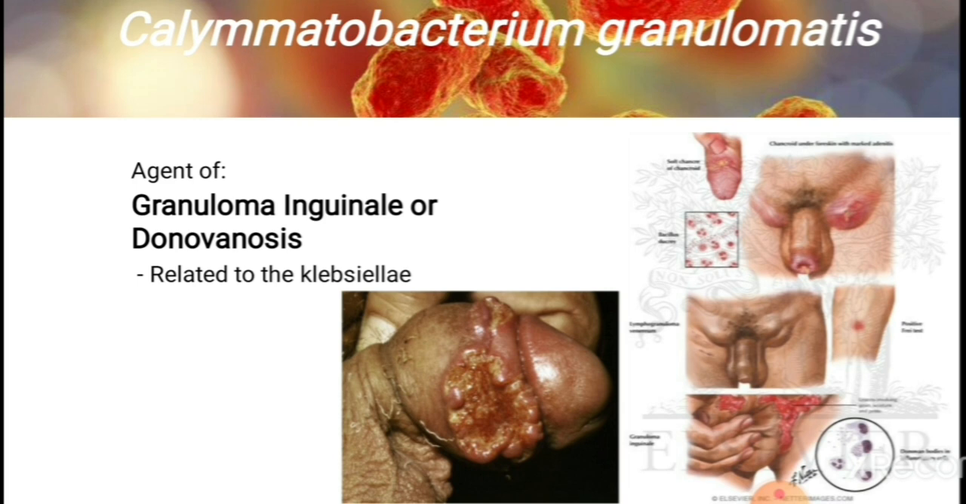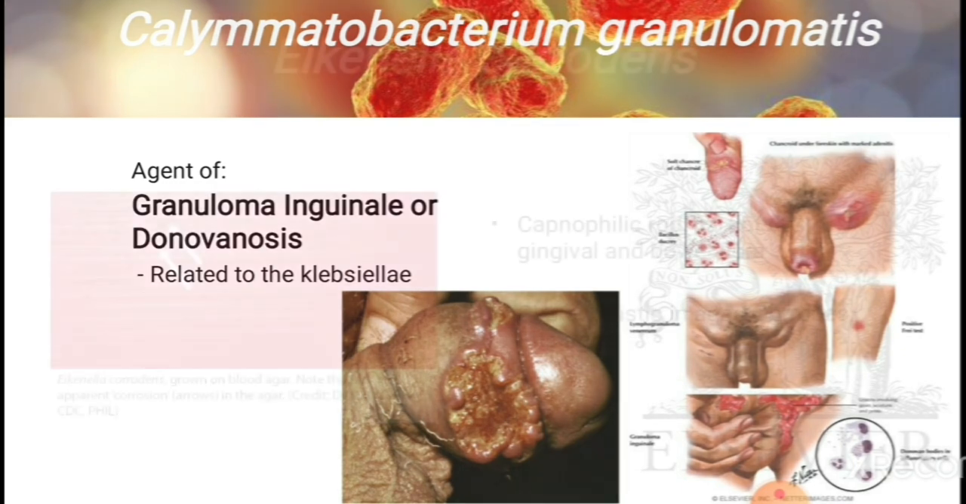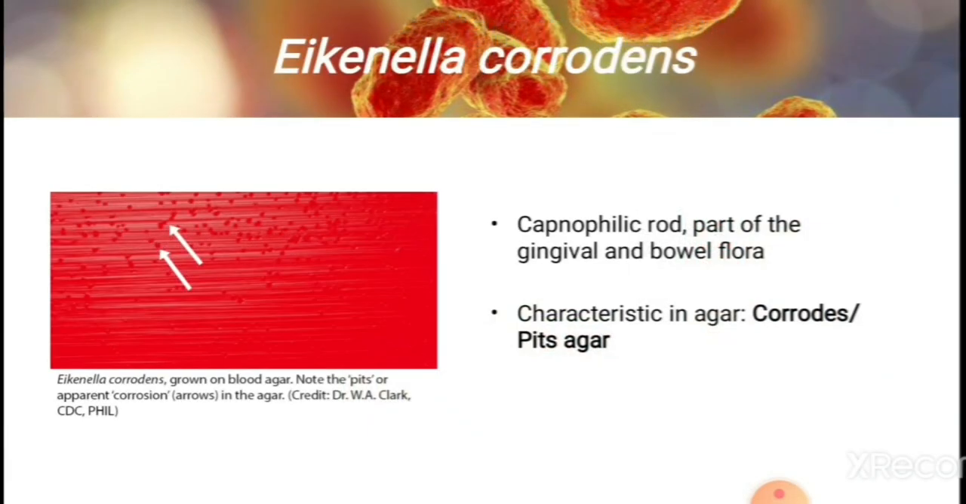And we also have your Plesiomonas shigelloides. This is an important organism in Japan as a cause of gastritis. Our Plesiomonas shigelloides can grow on BAP, MAC, and also on our EMB. Next, we have your Eikenella corrodens. They are capnophilic rods, and they are part of the gingival and bowel flora. The most distinguishing characteristic of our Eikenella corrodens in an agar medium is the corroding or pitting of the agar.